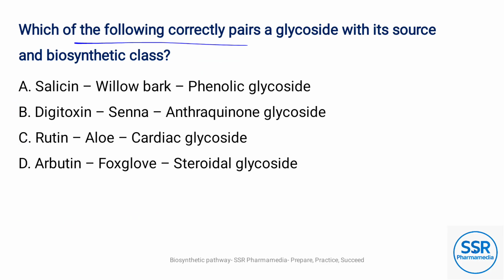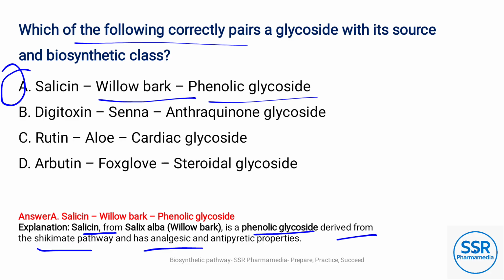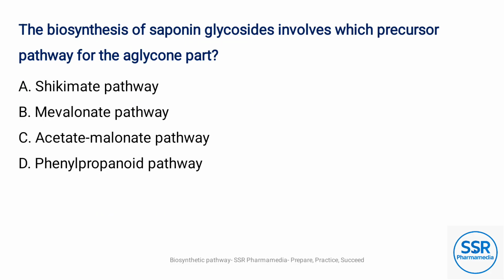Which of the following correctly pairs a glycoside with its source and biosynthetic class? So the answer is option A, salicin, from willow bark, a phenolic glycoside. Salicin from Salix alba, the willow bark, is a phenolic glycoside derived from the shikimic pathway and has analgesic and antipyretic properties.